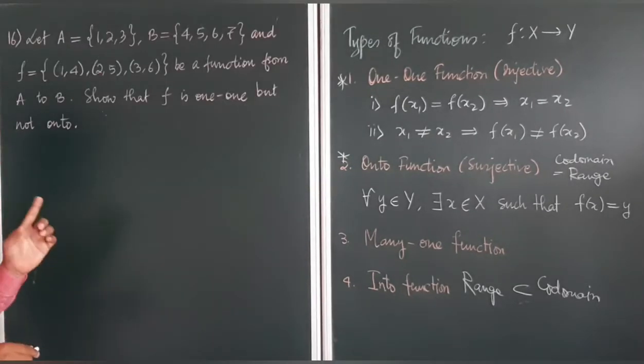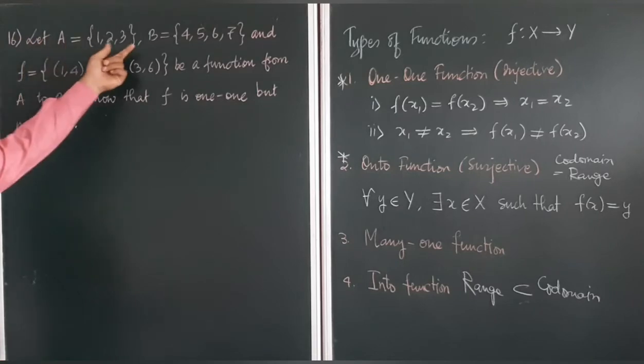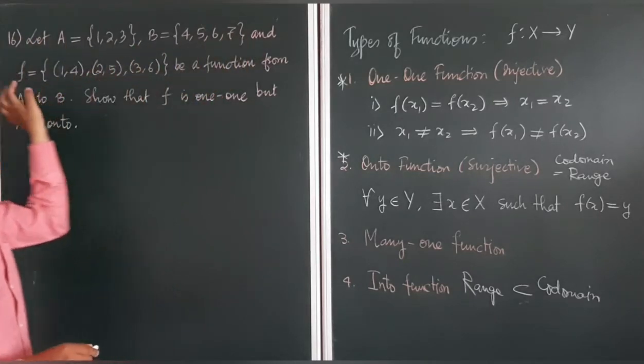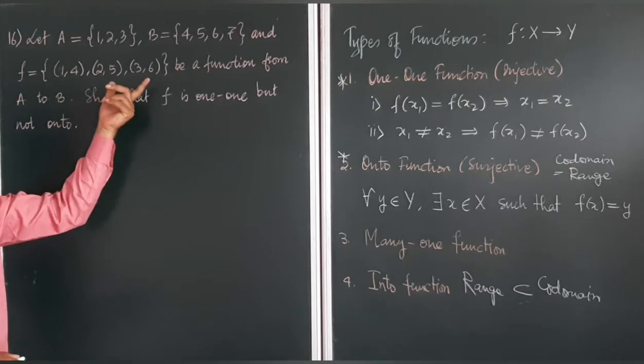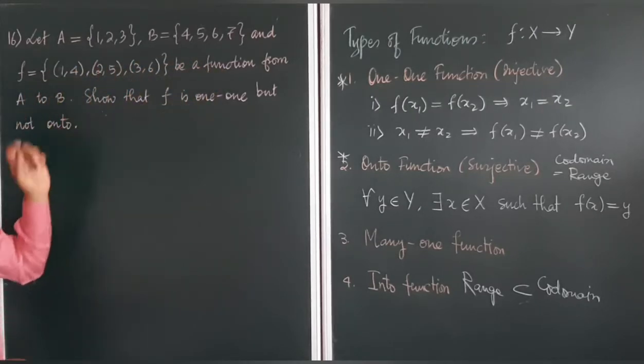Okay, let's take the first question for the day, that is question number 16. The question says, let A equal to this set, B equal to this set, and the function is given by this one. So this is a function from A to B. Show that f is 1, 1 but not onto.